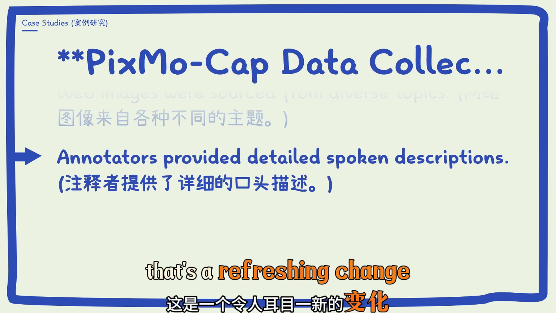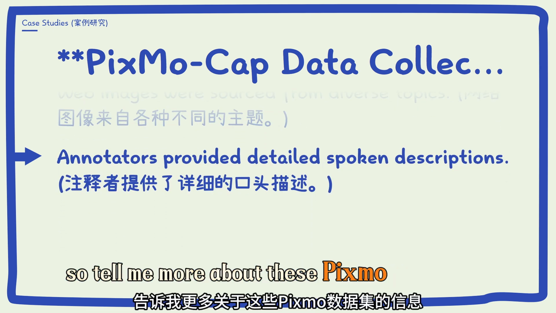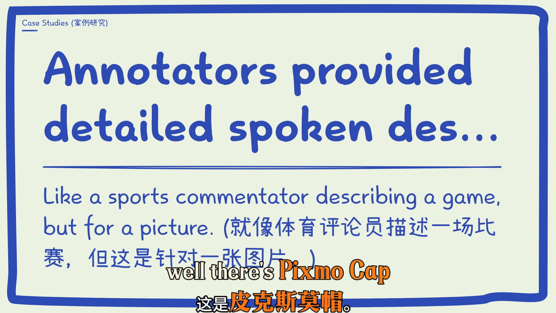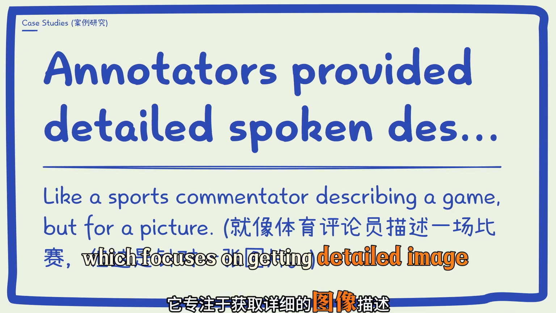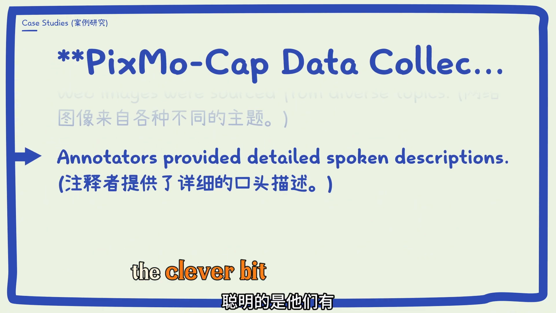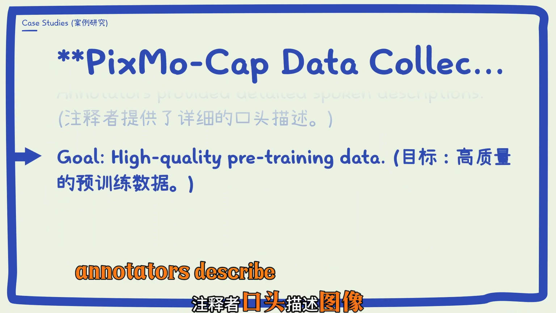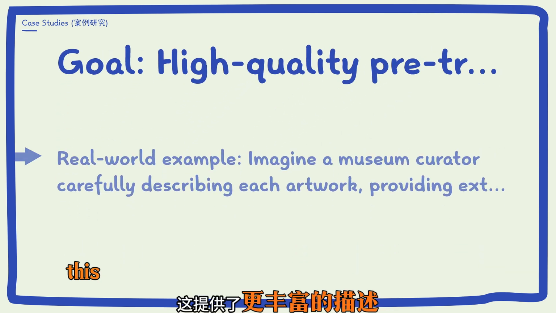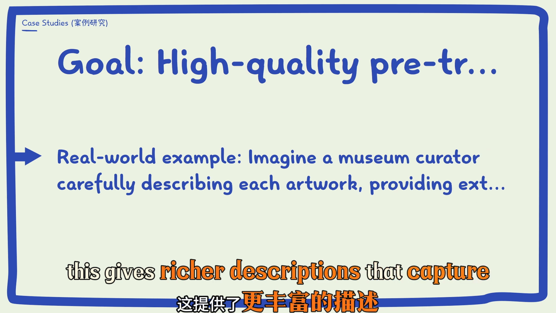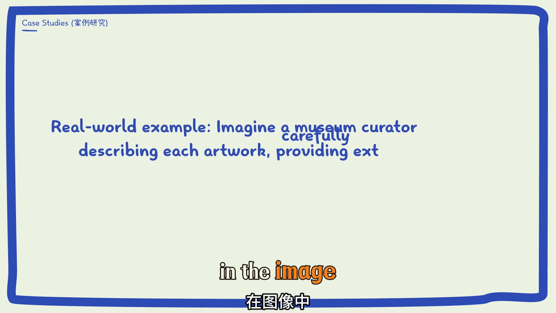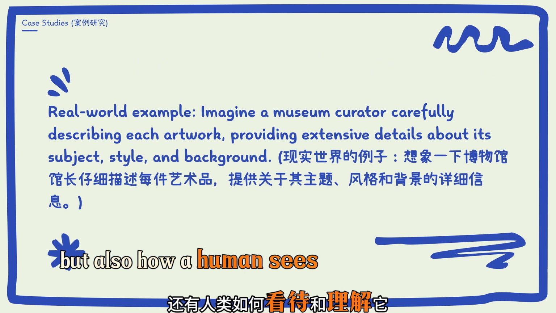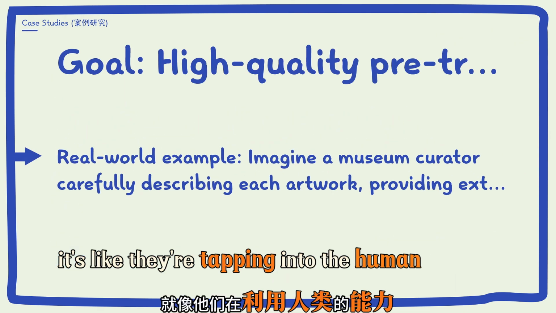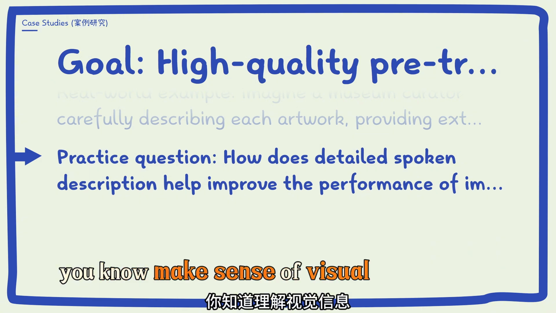That's a refreshing change. So tell me more about these PixMo datasets. How do they actually get this unique data? Well, there's PixMo which focuses on getting detailed image descriptions. The clever bit is that they have annotators describe the images verbally, like they're giving a tour of what they see. This gives richer descriptions that capture not just what's in the image, but also how a human sees and understands it. That's clever. It's like they're tapping into the human ability to make sense of visual information.